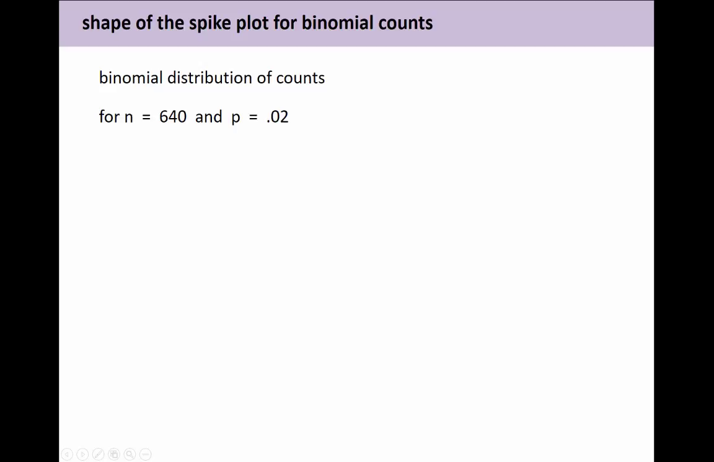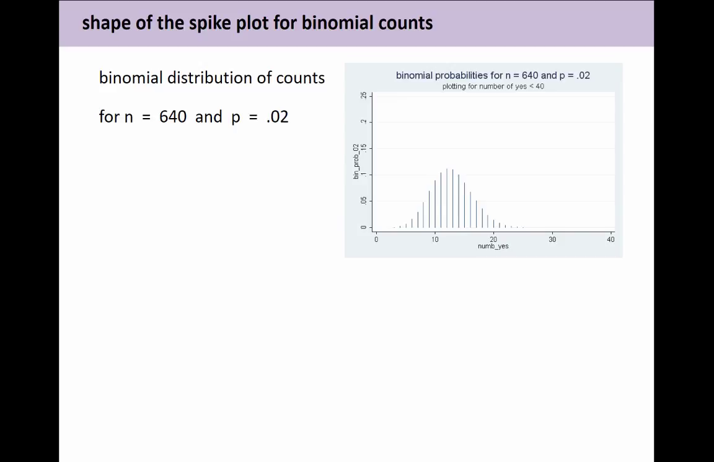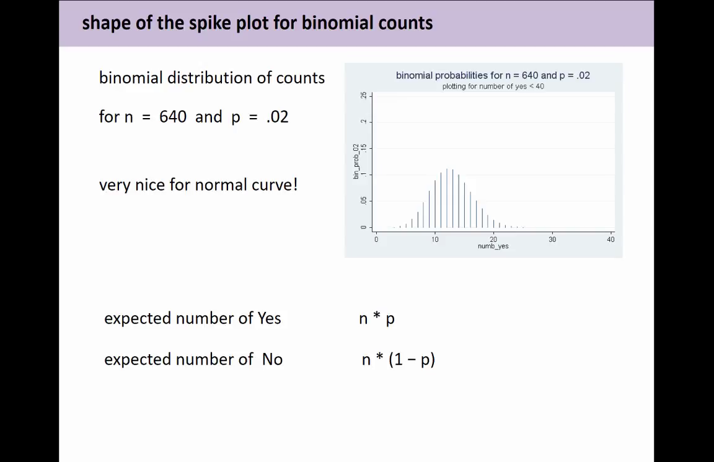So at the end of the day, we're going to take it up to an n of 640, which sounds like a pretty large sample size indeed. Again, p of 0.02. And again, I haven't plotted the whole distribution. I've just plotted for the number of yes less than 40. You know what? This is pretty nice for the normal curve. And if we figure out our expected number of yes and expected number of no, now we get 12.8 for the expected number of yes, 627.2 for the expected number of no.